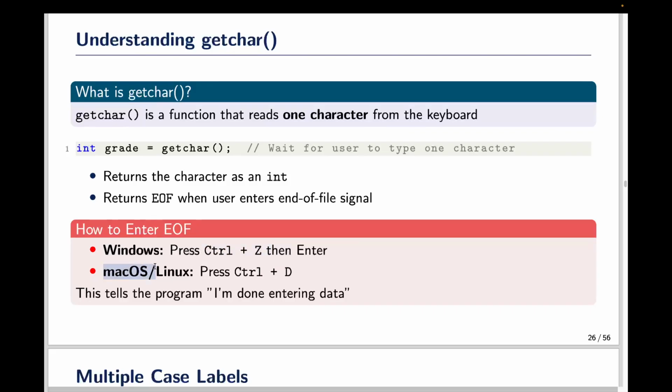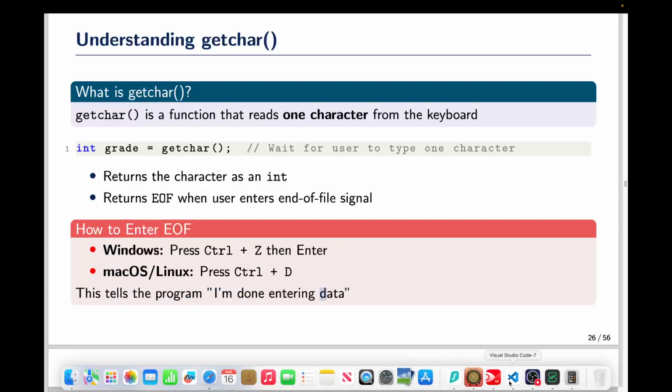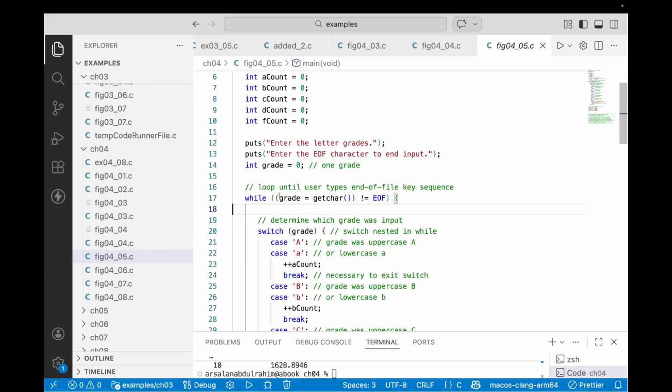And if you are on macOS, just like I am over there, then I will have to press Control plus D. This tells the program I am done entering the data. So now what is happening over there? Let me just go back to the code. This is actually going to take a character A, B, C, D, and if that is not equal to EOF, remember, if that is not equal to the end of file.